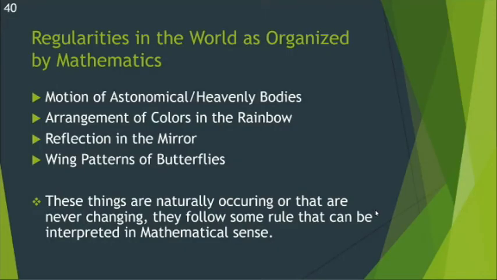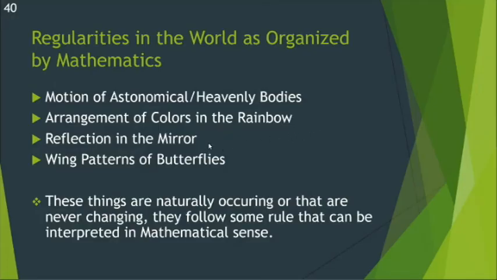There are regularities in the world as organized by mathematics. So the first is the motion of astronomical heavenly bodies. So yung paggalaw ng mga araw, buwan. So fixed na yung takbo ng araw, di ba? So sumisikat siya sa east and lumulubog sa west. So fixed yun, and it is organized by mathematics. The arrangement of colors in the rainbow, so fixed na siya. Hindi siya magbabago. It is ROYGBIV yung pattern. Never na mag-jumble yung color na yun.